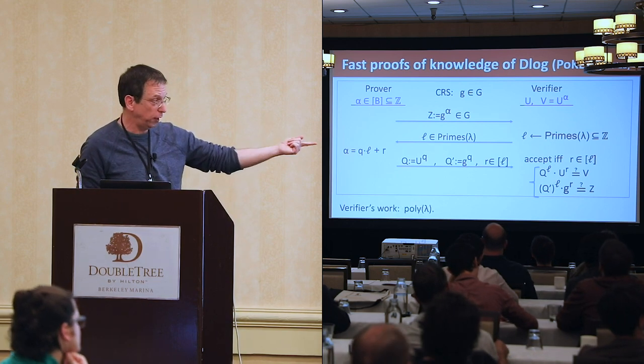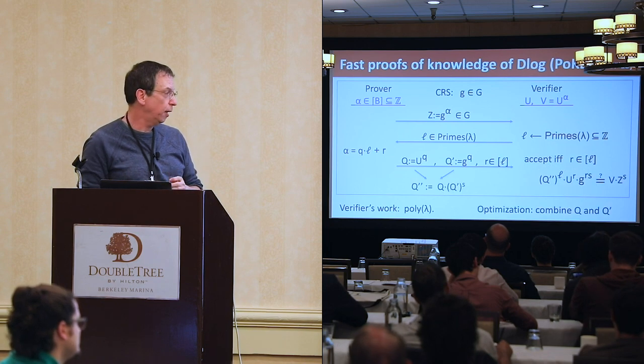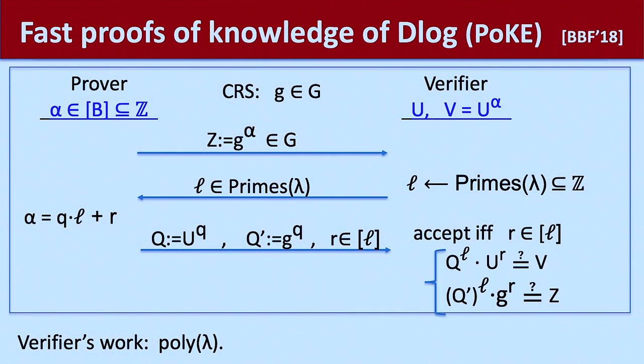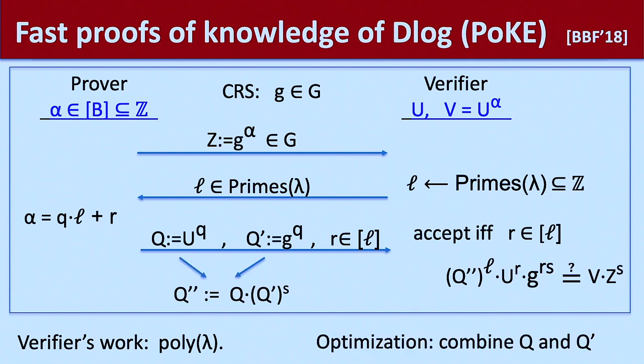So the verifier's work, you realize now, is independent of the size of the witness. And in fact, there's a small optimization you can do. Maybe you don't like the fact that we send both Q and Q prime. If you look at the verification equation, there's this standard trick of verifying two equations like this for the cost of one, just using a little bit more randomization. So we can randomly combine Q and Q prime using a random S, and then just verify one verification equation. So really, the proof here is just Q prime, Q double prime, and that's it. So the single proof element that's being sent over.